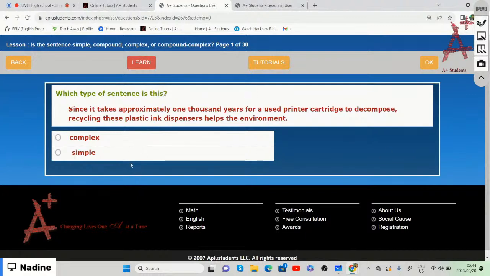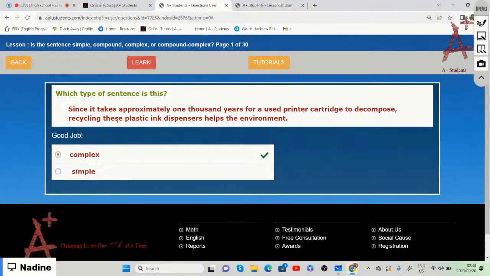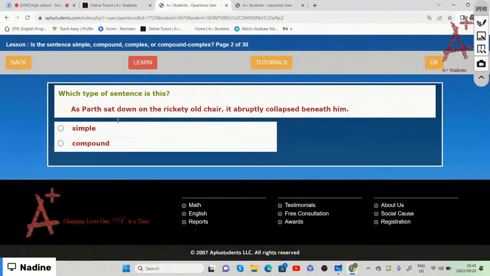All right. So recycling these plastic ink dispensers helps the environment. Let's say it is a complex sentence. It has an independent clause as well as a dependent clause.